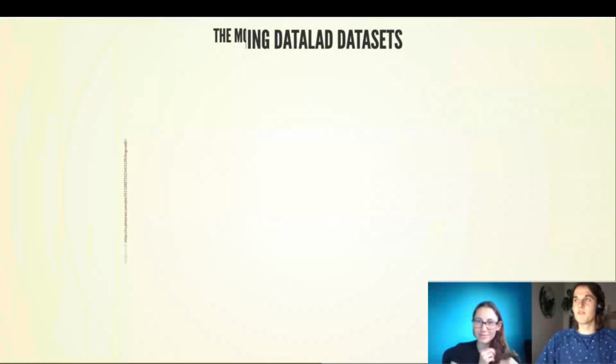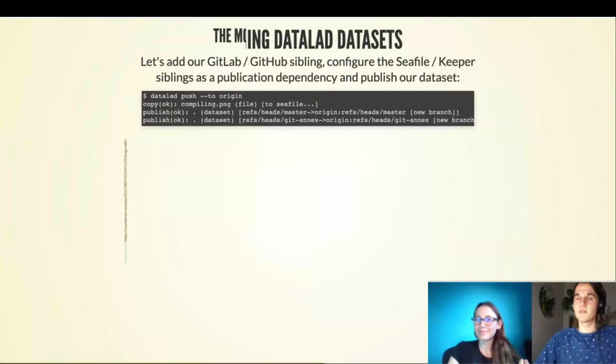So finally, we did all this very exhausting and extensive configuration, and now let's see if we're rewarded. So finally, we can push our data, and so we do DataLad push, and we specify the sibling that we want to push our data to, in this case, origin. And remember, we set the publication dependency. So what happens is that DataLad is super smart.